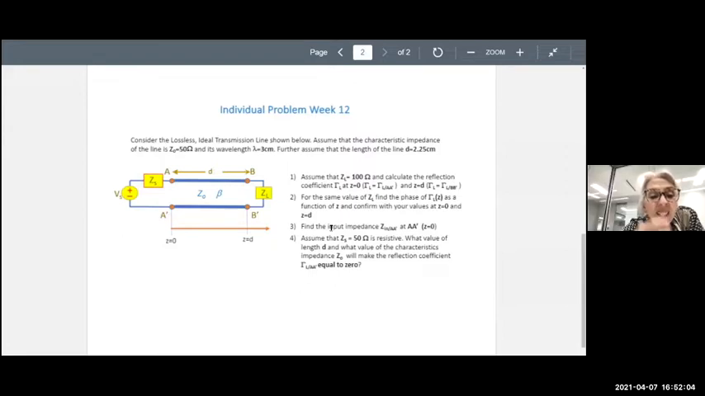Assume that ZS is 50 ohms. The source is resistive. What value of length D and what value of the characteristic impedance Z naught will make the reflection coefficient gamma L at AA prime equal to 0? Okay. And find the input impedance Z input at A. For the same ZL, find the phase as a function of Z and confirm with your values.